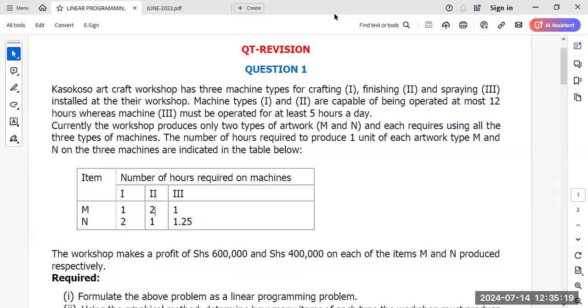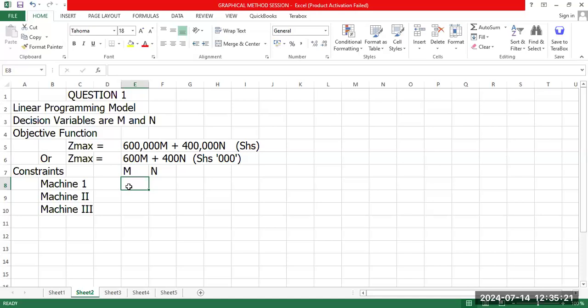This is M. For machine 1, we are using how many hours? 1. Machine 2 related to M, we are using how many hours? 2. Then machine 3, how many hours? 1. Only 1. Then for N? 2. Next, 1. Then next, 1.25. Perfect.